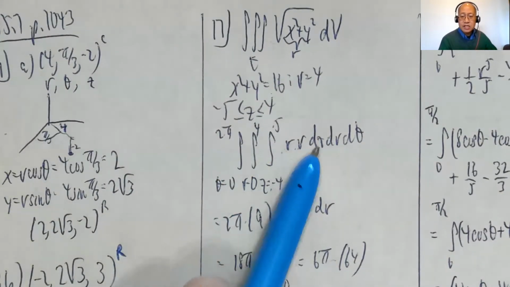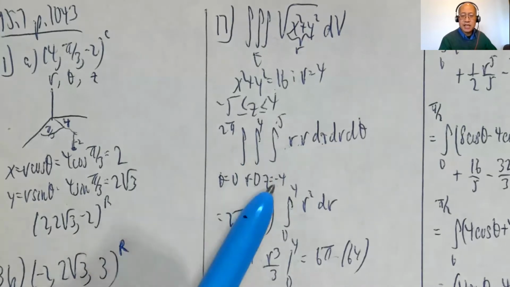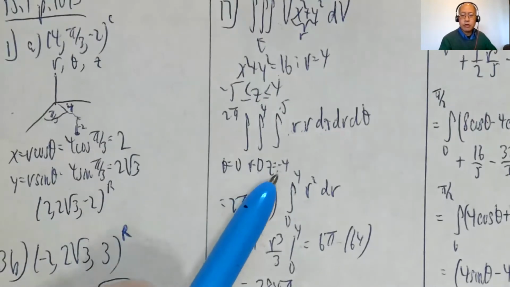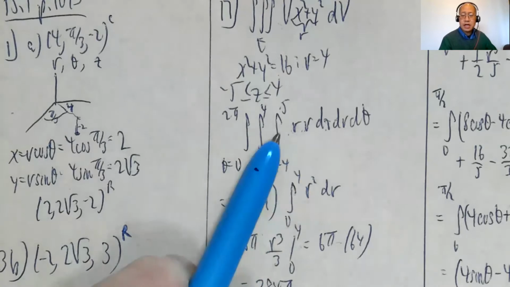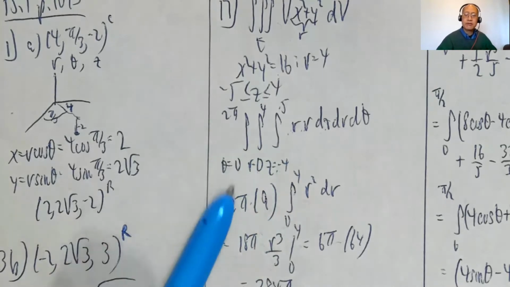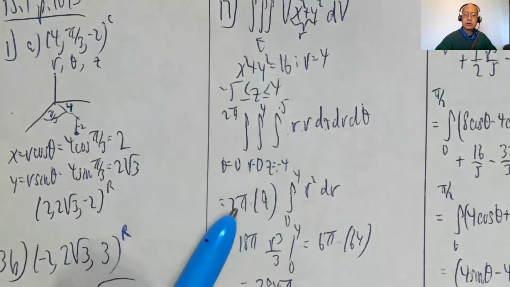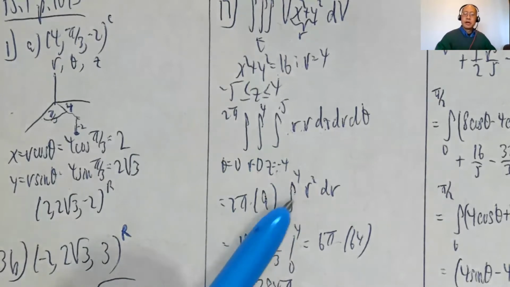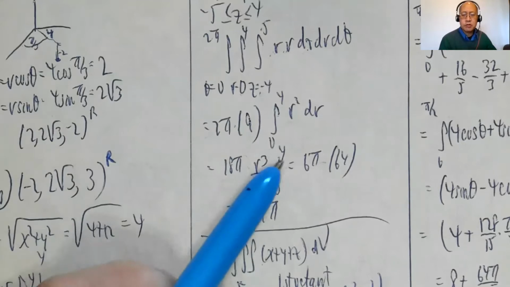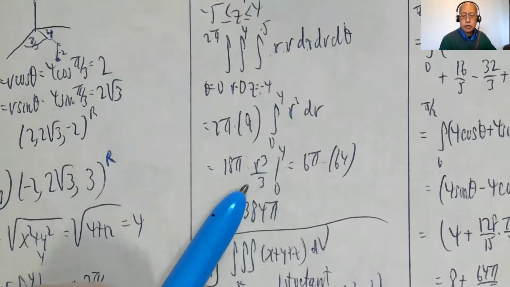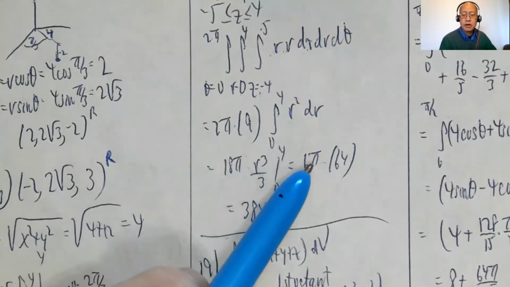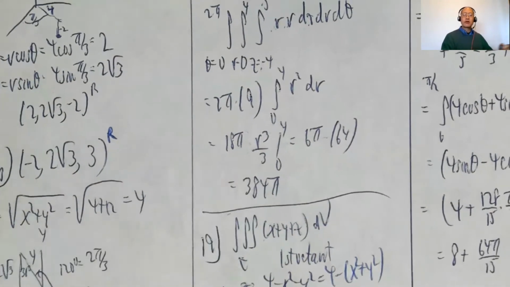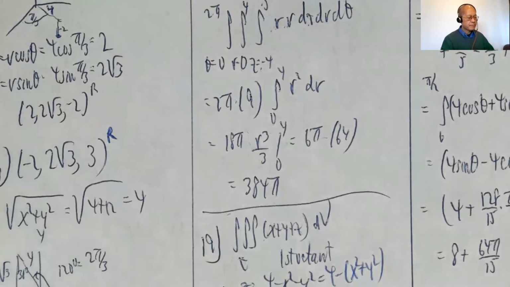That does not affect z, so the length of the interval for z is 9, 5 minus a -4. And this thing's not going to depend on theta, so the length of the theta interval is 2 pi. So 9 comes out, 2 pi comes out, and all you're integrating is r squared dr. So that's r cubed over 3 from 0 to 4. Plug in 0, you get 0. 18 divided by 3 is 6. So 6 pi times 4 cubed, which is 64. Final answer is 384 pi.